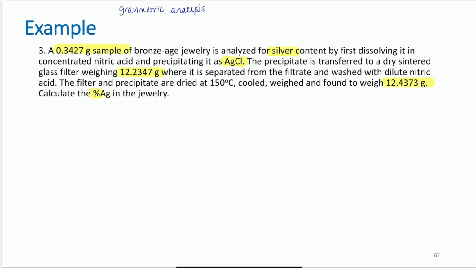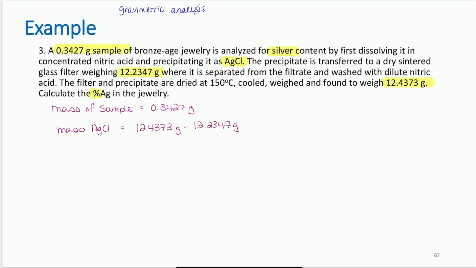So we know our mass of our sample (0.3427 grams). We know that the sample was cooled, weighed, and found to weigh 12.4373 grams. And we know that when the precipitate was transferred to a dry sintered glass filter, it weighed 12.2347 grams. So the mass of silver chloride itself is the difference between those, 12.4373 grams minus 12.2347 grams.